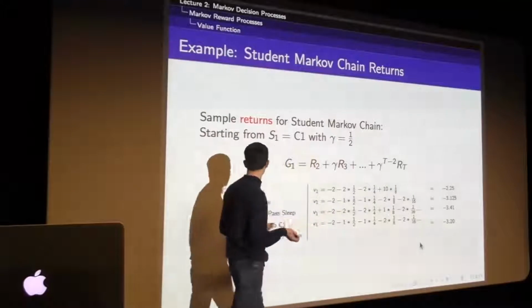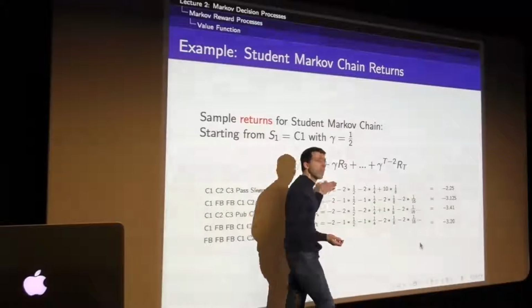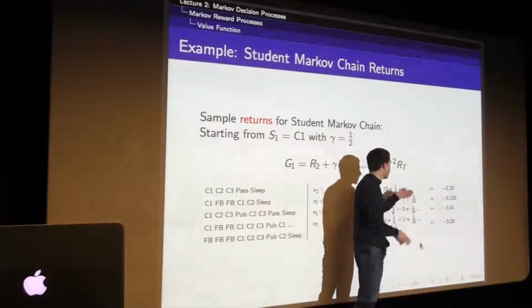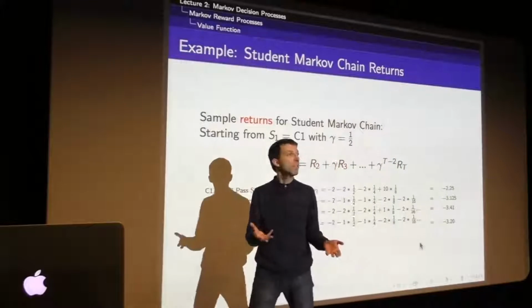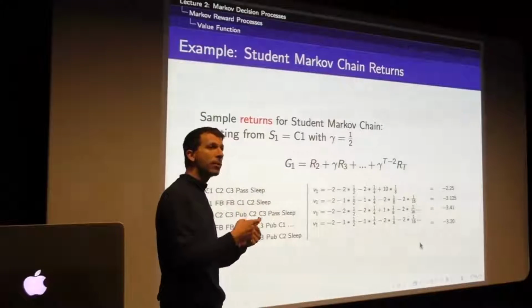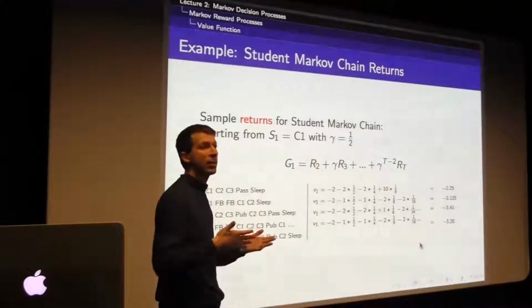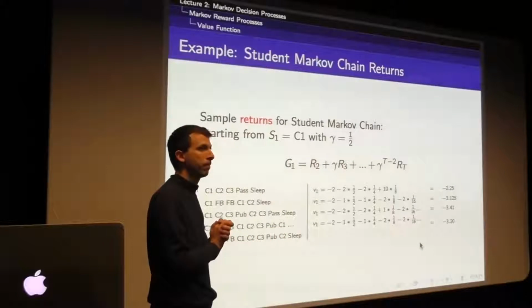So what's the value of being in this state? What's the value of the start state? Well, one way to estimate it is you can just take a bunch of samples and take the average of these values, and that would give you a legitimate estimator for the value function, the value of that state. The returns are samples, they're random, but the value function is not a random quantity. It's an expectation over these random variables.